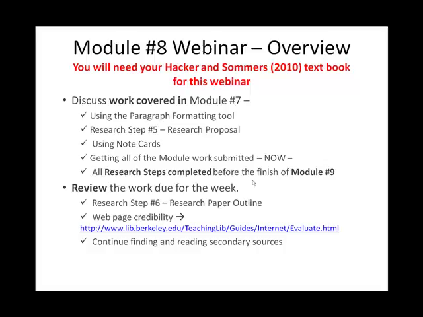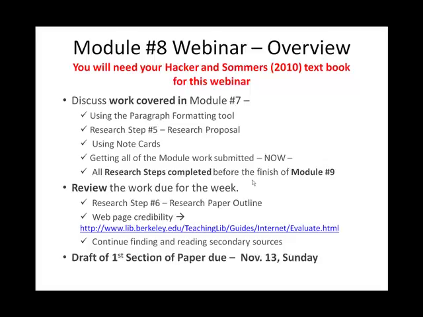We're also looking at and considering web page credibility. How do you determine if a web page that you're using in your paper is credible? And we're using that University of Berkeley website there, which comes from their library, which has some criteria for judging the credibility of a website. And I urge you to continue finding and reading your secondary sources. Remember, you cannot read these sources once to own them. You have to read them several times, continue to annotate them, find your objective and subjective annotations, write them out on the printout of your secondary source, and then transfer them over to your note cards.